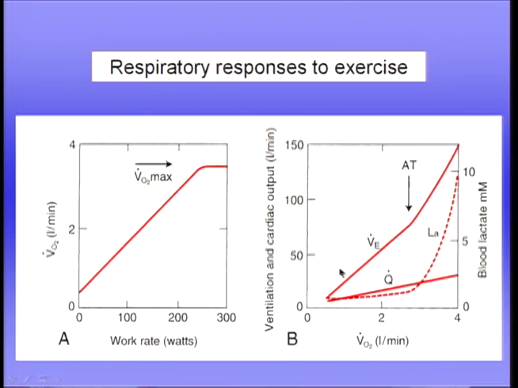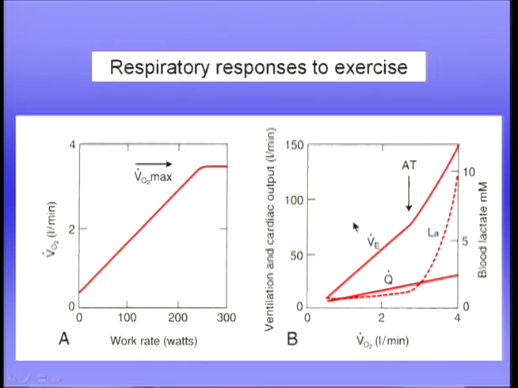Now, what about blood flow? Well, cardiac output, shown here as Q dot, also increases linearly with exercise, but you can see that the increase in pulmonary blood flow or increase in cardiac output is much less than the increase in ventilation. And there are a couple of ways of looking at that. One is that, of course, it's much easier to move air than to move blood.